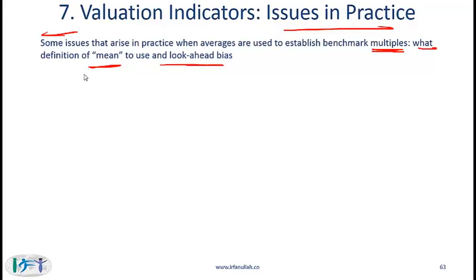Now, to set the context here with what definition of mean, this is important because when we talk about the PE multiple of a given stock, then we say that the stock is overvalued or undervalued relative to the PE of a benchmark. The benchmark would be maybe the average of the PE of a bunch of representative stocks. So what average do you use? Should you use the weighted average, the geometric average, a plain average, a harmonic mean? So what average to use?